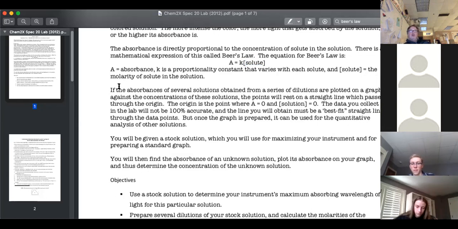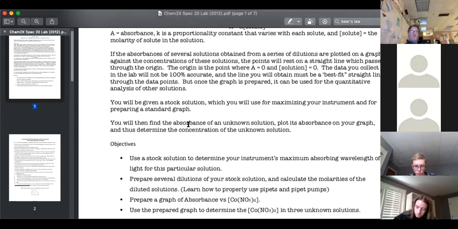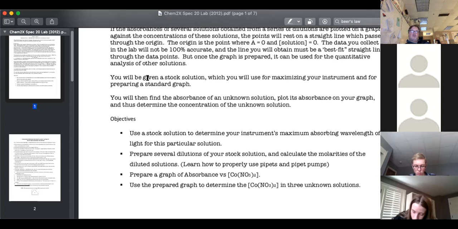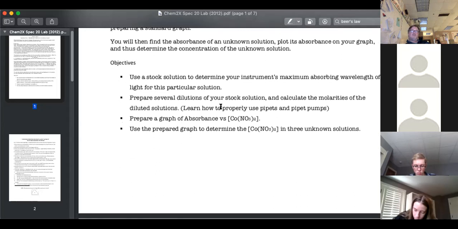Cool. So if the absorbance, blah, blah, blah, I don't think that's important. Keep in mind, you do want to make sure that your graph goes through the zero, the origin, because there will be zero absorption when the molar concentration is zero. You have made the stock solution, so I'm hoping that you did a good job on that.